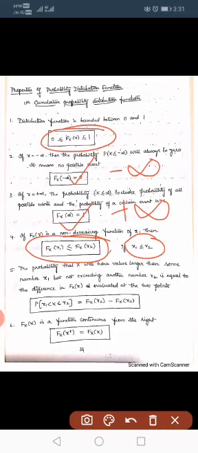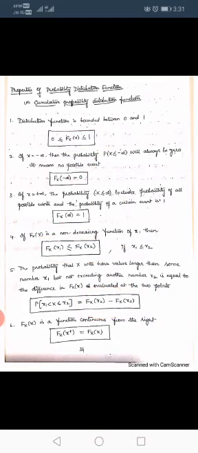Next, the probability of the random variable lying between x1 and x2 we can write as FX(x2) minus FX(x1). This is another property.